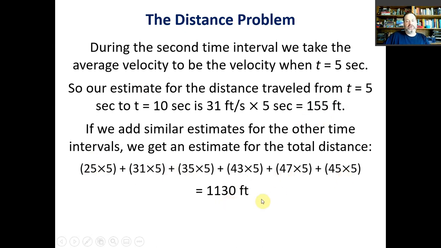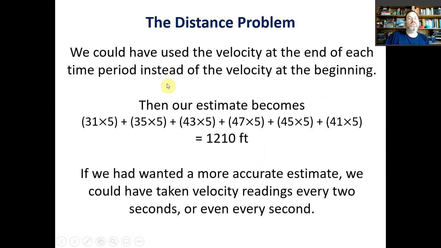So 1,130 feet. But we know that that's an underestimate, right? We could have used the velocity at the end of each time period instead of the beginning, and you'd get a right endpoint approximation, which gives you 1,210 feet. And if we had wanted a more accurate estimate, we could have taken velocity readings every 2 seconds or even every second. But at some point, your estimate is sort of accurate enough, right?